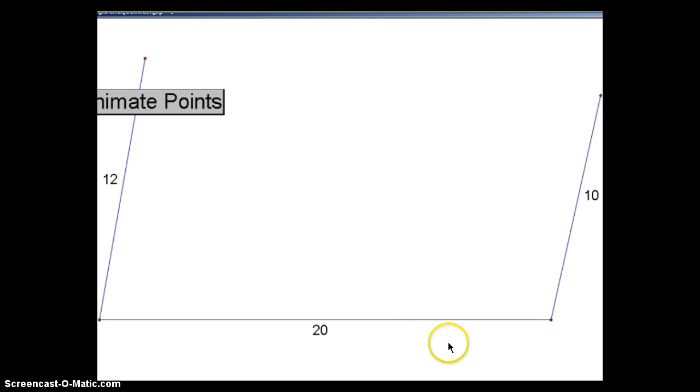Okay, so we kept this 20 the same again, but now we're going to try 12 and 10. Let's see, these added together equals 22, so we know it's going to be larger than this 20, so it won't make another flat line. Let's animate these points and see what happens.